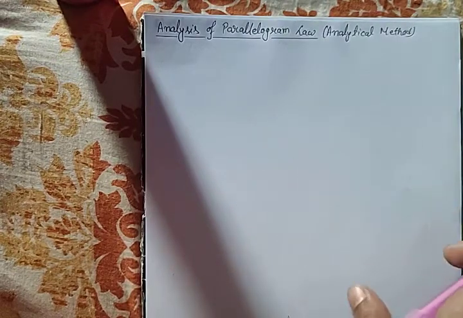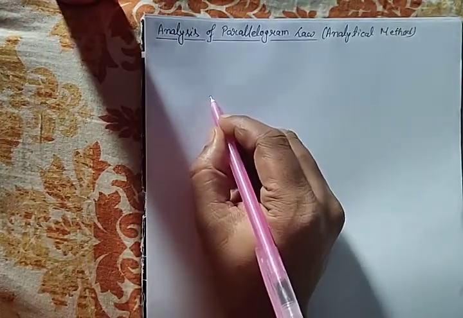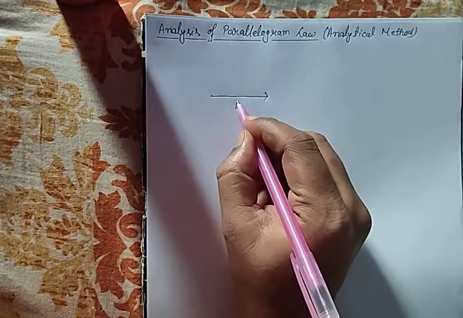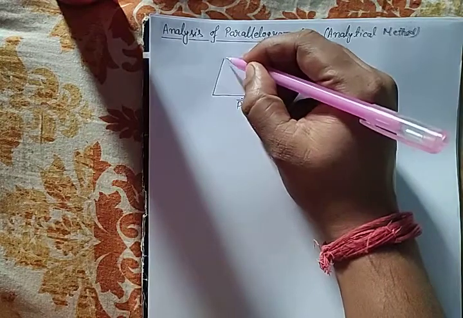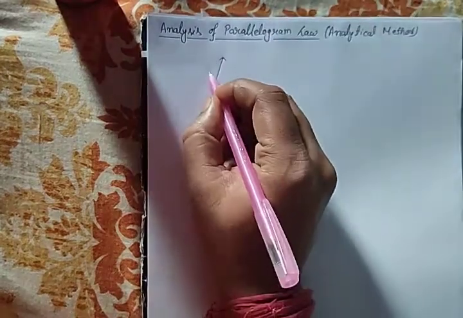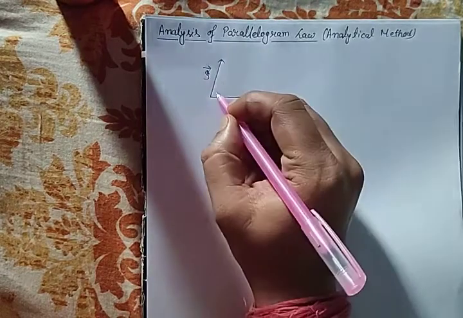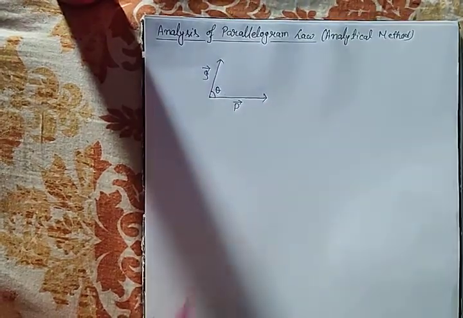Okay. So suppose we have two vectors. One is vector P. This is our vector P, and suppose this is our vector Q. Suppose the angle between these two vectors is theta. Okay.